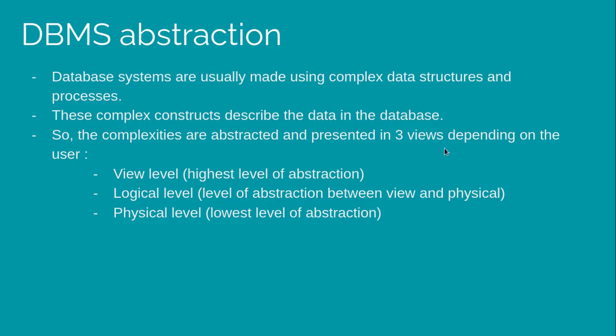There's a typo here, so it's levels, three levels. The first level or the highest level of abstraction is view level. The lowest level of abstraction is physical level, and then there's a level of abstraction that sits between the two, which is logical level.